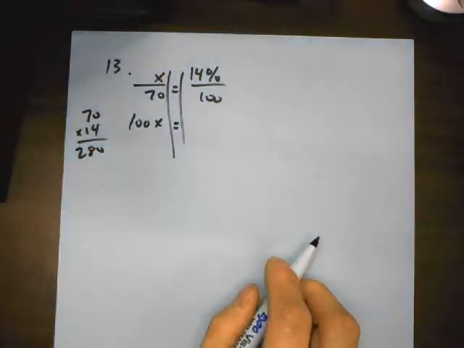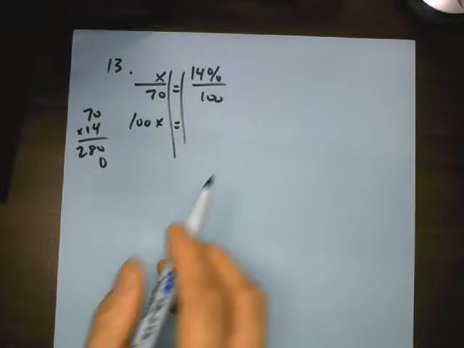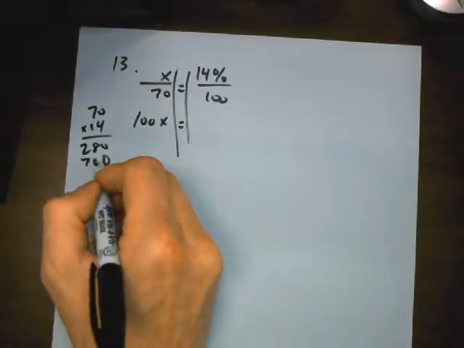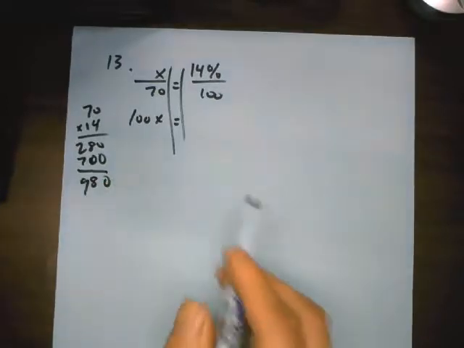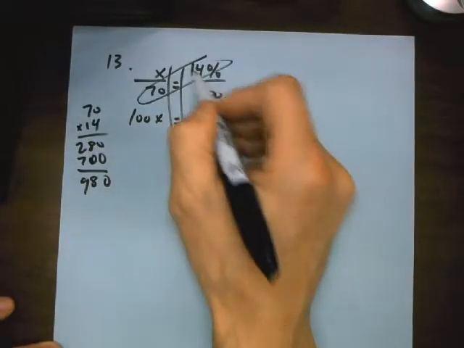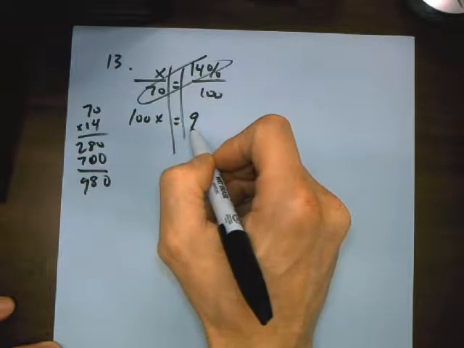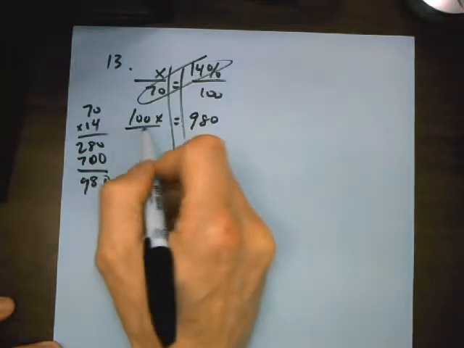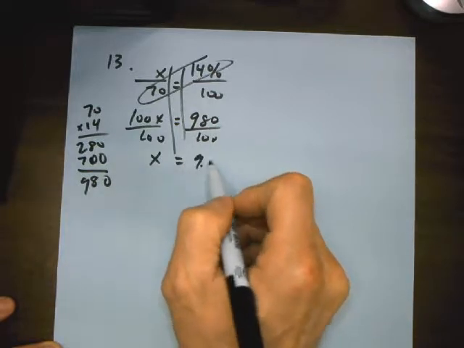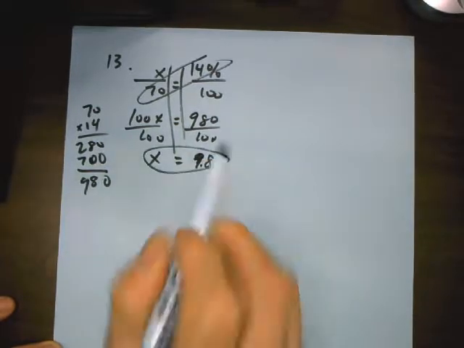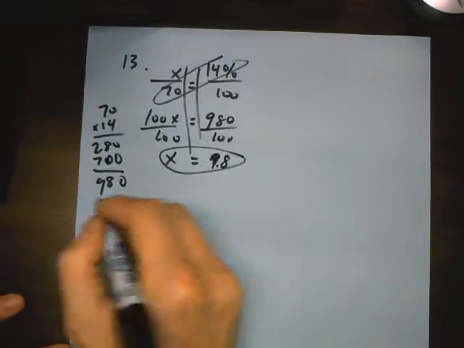4 times that is 280. Remember, you skip a space here, and then 1 times 7 is just 70. Just make sure you line these up. And when you add all this up, you get 980. So I cross multiply these two here, and I get 980. Now, dividing by 100 is nice and easy. I moved the decimal 2 times to make it smaller. I got 9.8. Sweet. 9.8 is the answer, number 13.